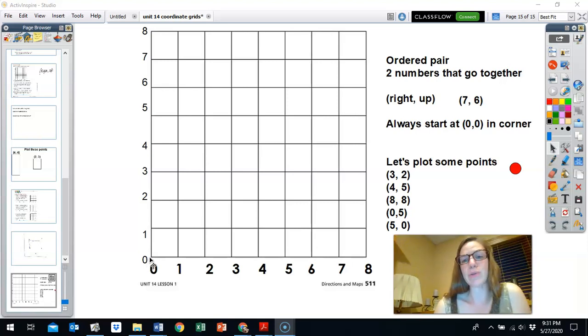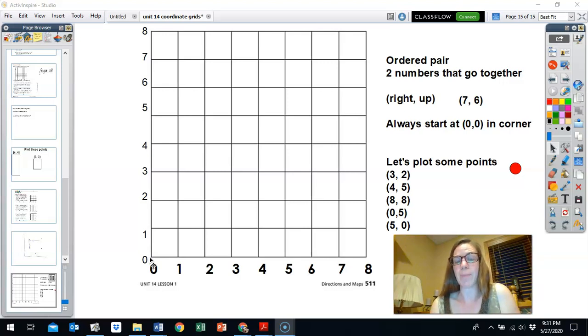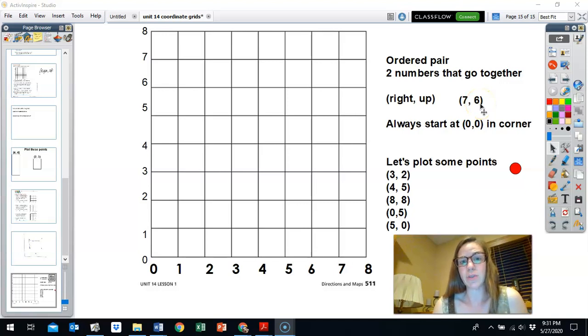the ordered pair. So an ordered pair is two numbers that go together that tell us an exact location of something on this graph. The first number in our ordered pair tells us how many spaces to go to the right. The second number tells us how many spaces from the right we have to go up. So for example, an ordered pair always has a parenthesis, then one number that tells us how many spaces to go right, then a comma, then the second number that tells us how many spaces to go up, and then a parenthesis. So there are 5 parts: 2 parentheses, 2 numbers, and a comma in an ordered pair.